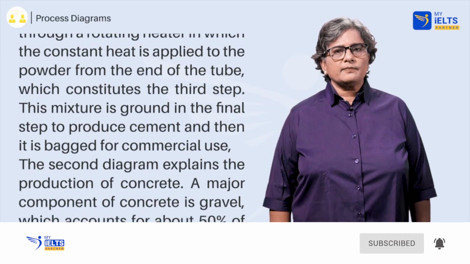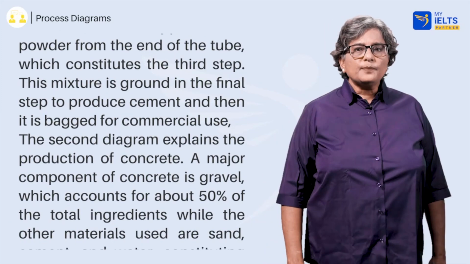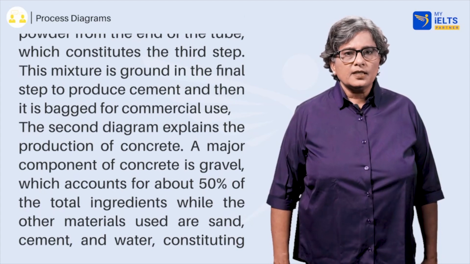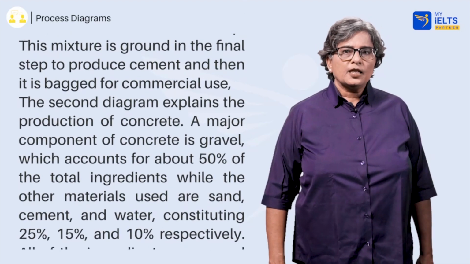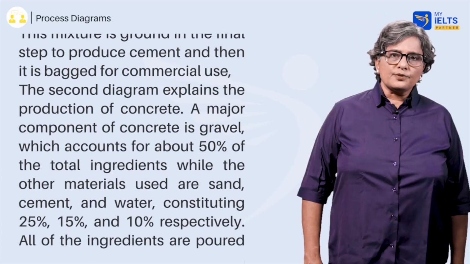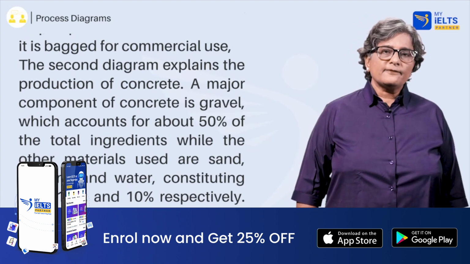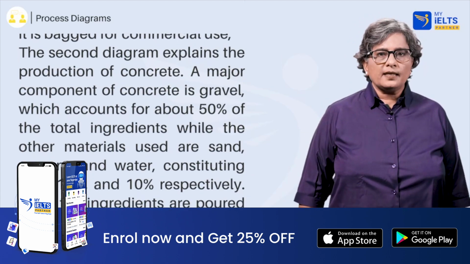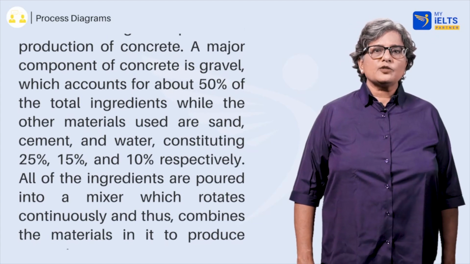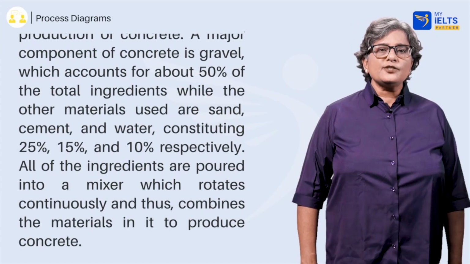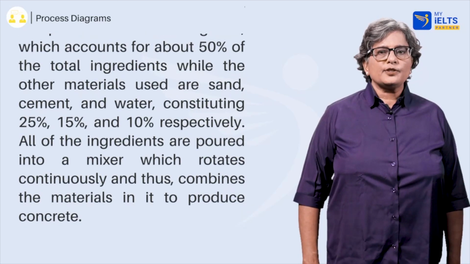The second diagram explains the production of concrete. A major component of concrete is gravel, which accounts for about 50% of the total ingredients, while the other materials used are sand, 25%, cement, 15%, and water, 10%. All of the ingredients are poured into a mixer which rotates continuously and thus combines the materials in it to produce concrete.